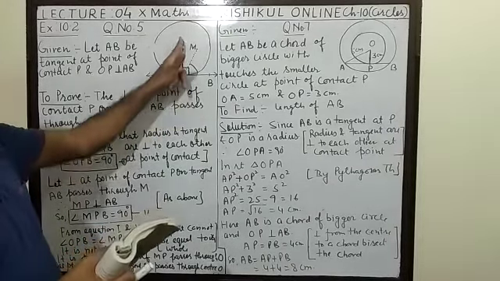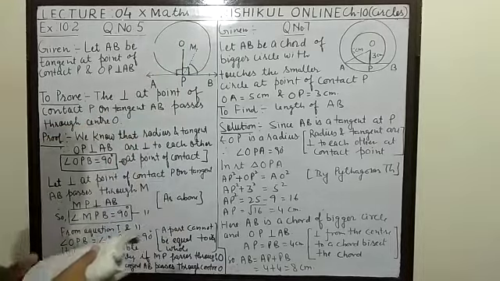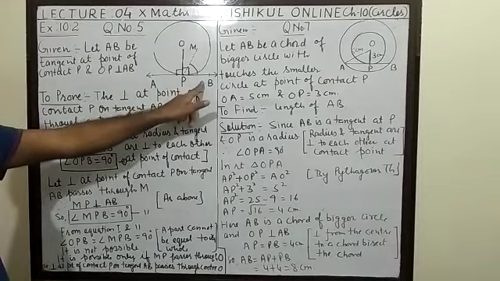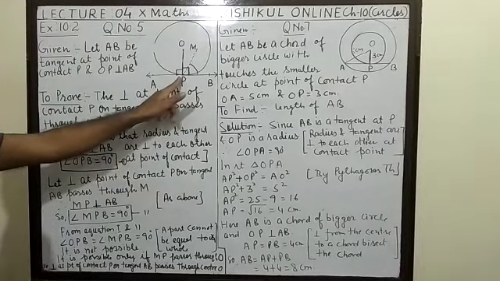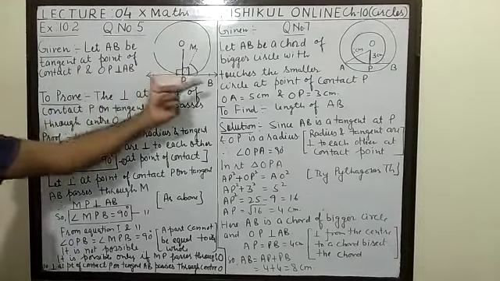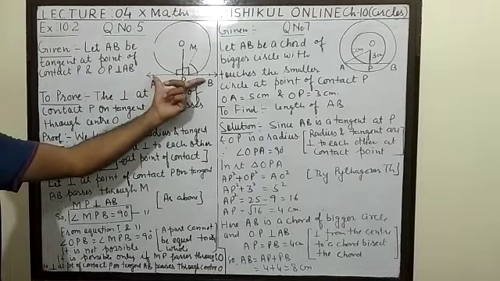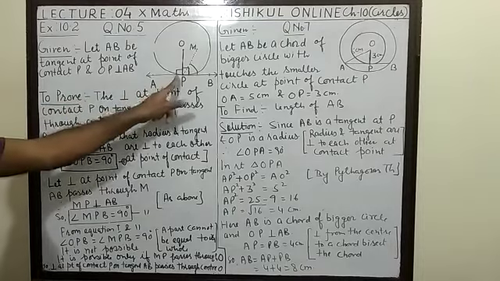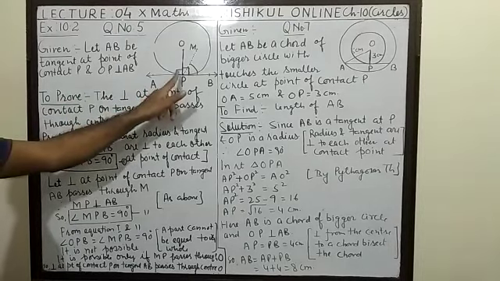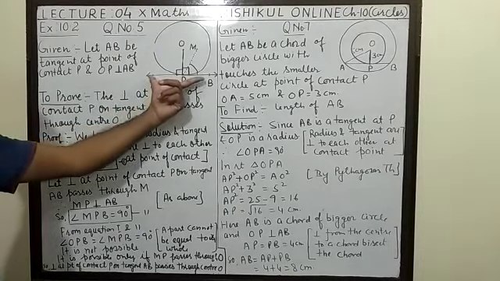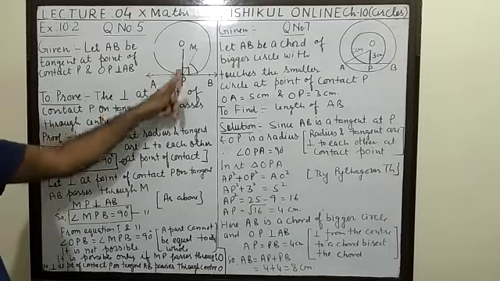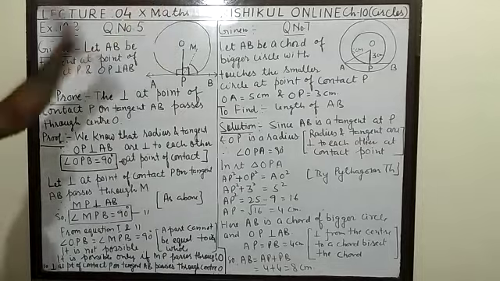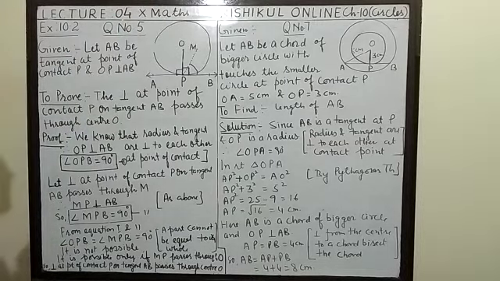It passes through O. So given is, let AB be a tangent at point of contact P and OP perpendicular on AB. It is given to you. And you have to prove that the perpendicular at point of contact P on tangent AB passes through this center O. This you have to prove. How can you prove?